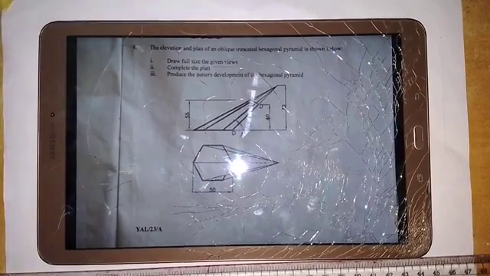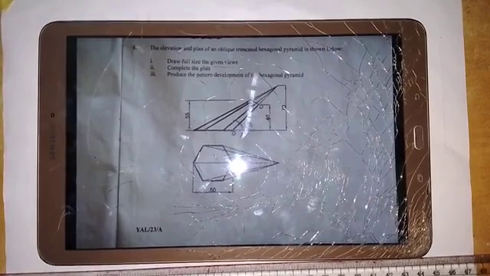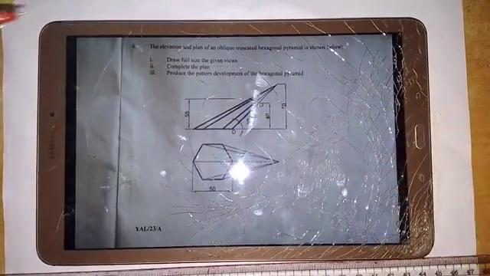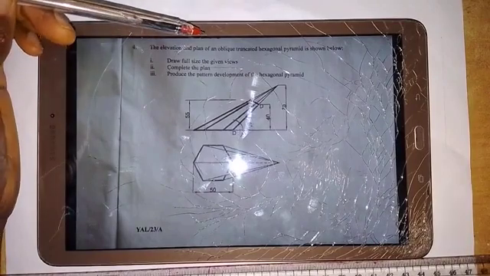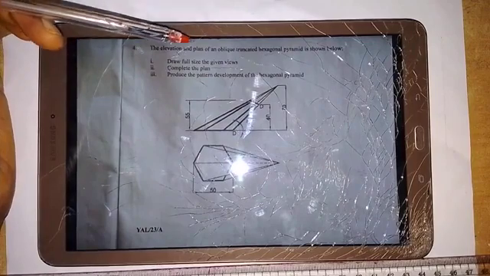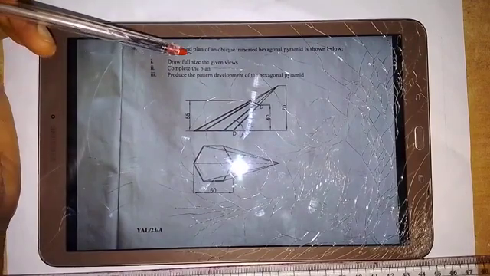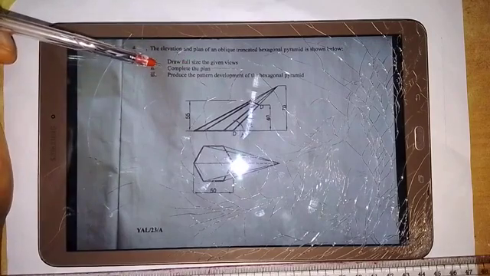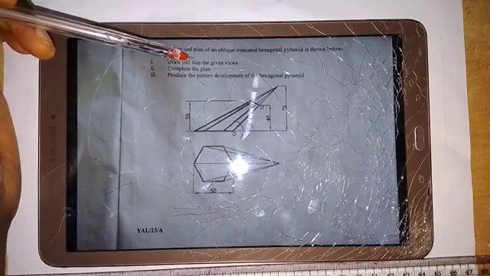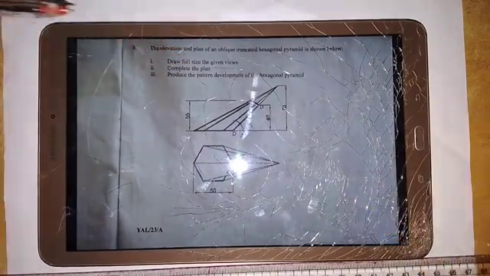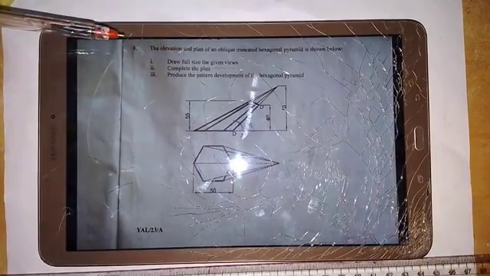2023 NECO question, and it happens to be question 4. I'm going to solve this problem. The elevation and plan of an oblique truncated hexagonal pyramid is shown below, and we have to draw full size the given views, the complete plan, and also produce the pattern development of the hexagonal pyramid. So that is the question given to us.